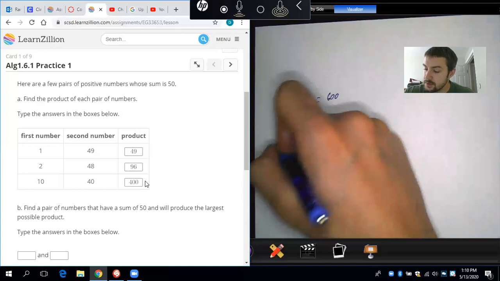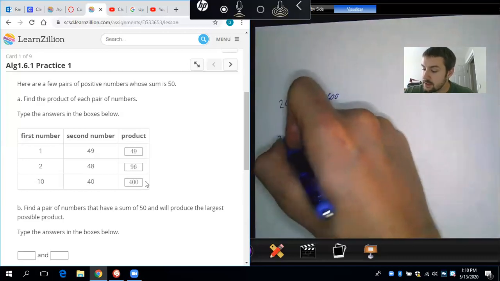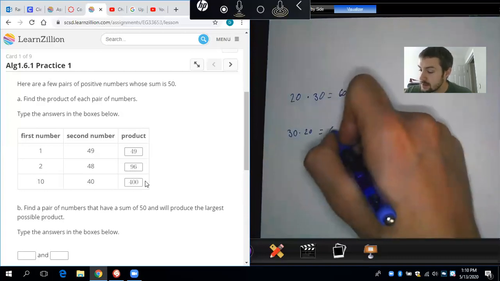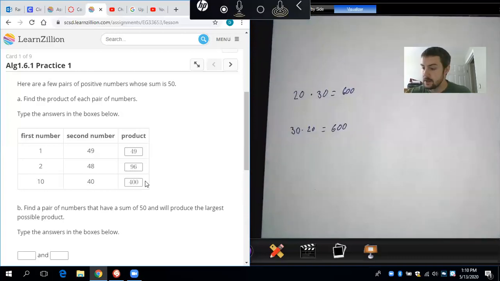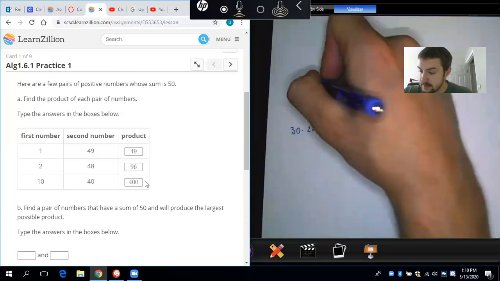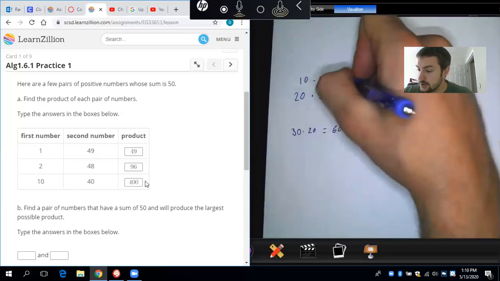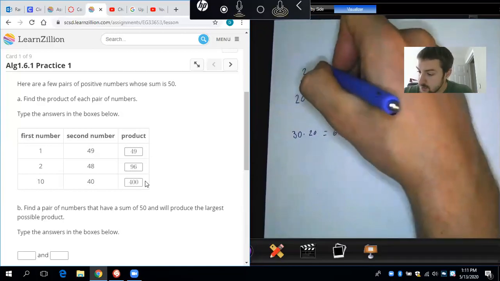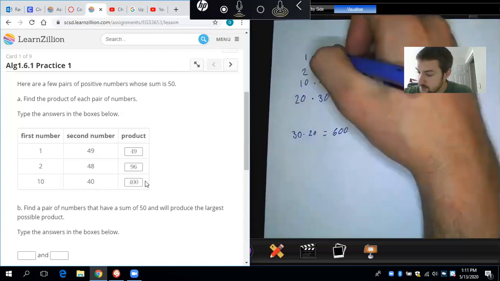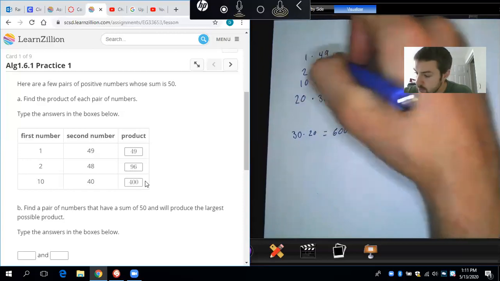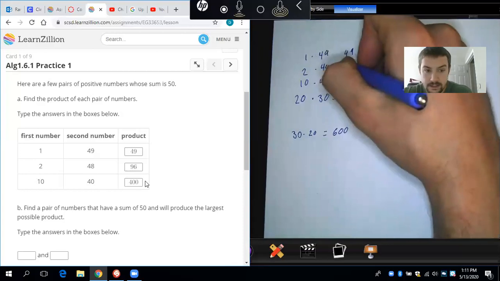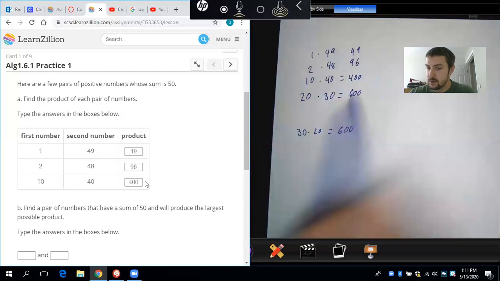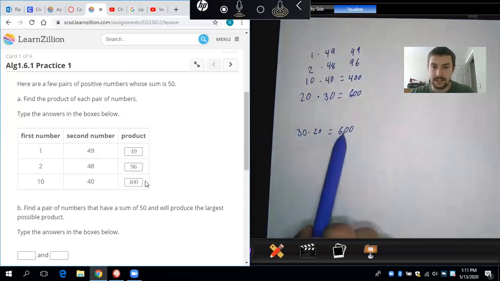I will do 30 times 20. If I'm following that pattern, I should get that same thing. I'm just switching the order, right? We did 10 times 40 was 400. And we had 2 times 48. These are not in perfect order, but we ended up getting these numbers. And so what happens is it's getting bigger, bigger, bigger. Somewhere in between here, we get back down to 600.